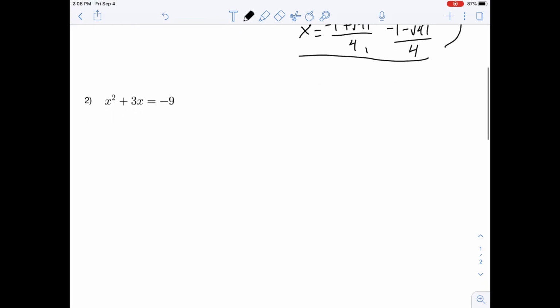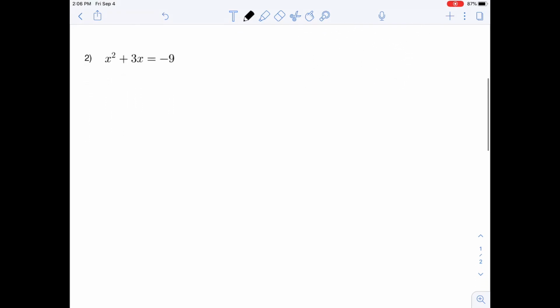All right, so let's look at number 2. So we can see that this is not in standard form. We've got to set it equal to 0. So we've got to go ahead and move this 9 over to the other side. So then when we do that, we have x squared plus 3x plus 9 is equal to 0. So now we're good. So our a value, remember, comes from what's in front of the x squared. So right now that's a 1. b comes from this coefficient. So that is a 3. And then c comes from the constant term, which is 9.